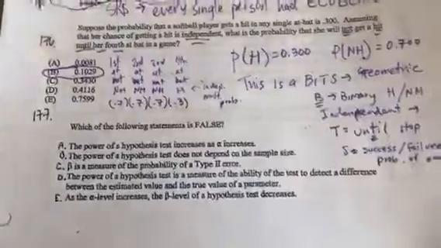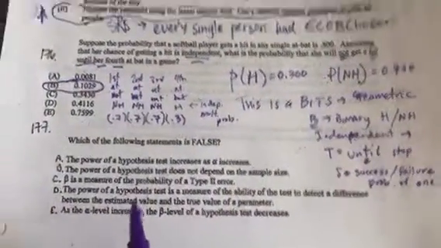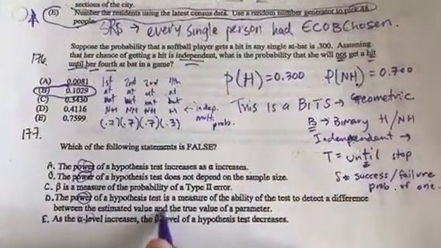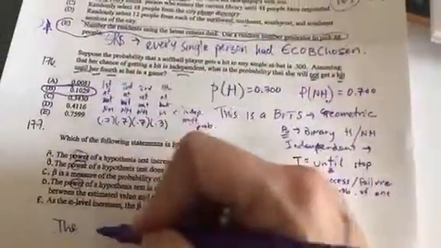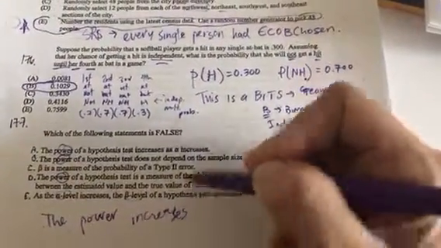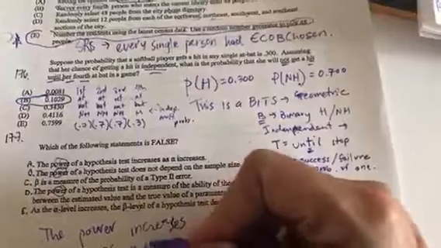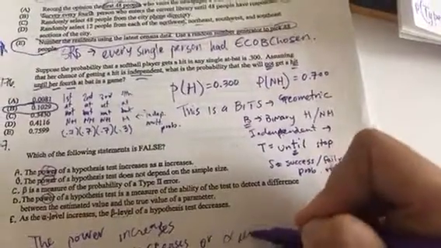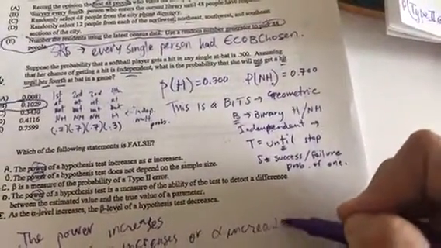Cool. Now, last question. It feels a lot like the one I just did a few minutes ago. Which is false? And these are all talking about power and alpha and beta levels. So what do we need to know? Well, we've said time and time again, the power increases as N increases or alpha increases. Period, end of story.